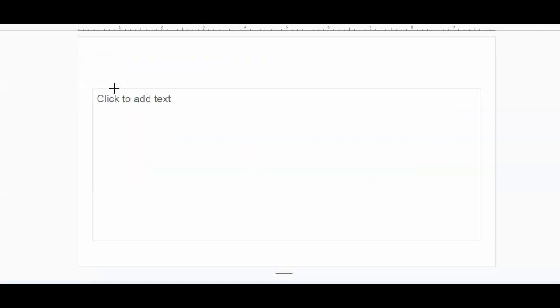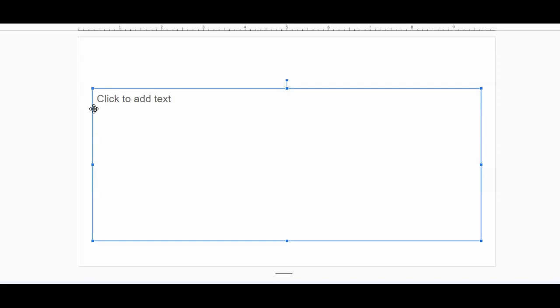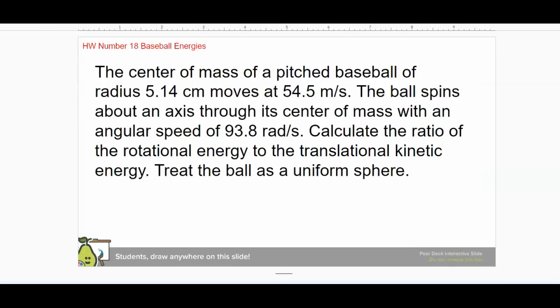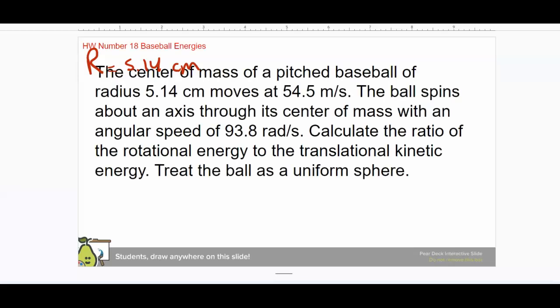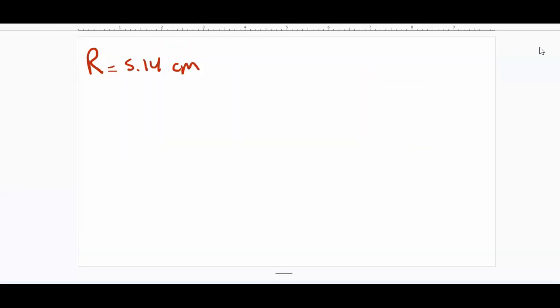Okay, let's start by writing down some of our givens. The radius is 5.14 centimeters, so I'm going to write down r equals 5.14 centimeters. In the back of my head, I'm thinking I need to convert that to meters, so I better not forget to convert that. And it moves at 54.5 meters per second, so this is going to be my linear velocity, 54.5 meters per second.